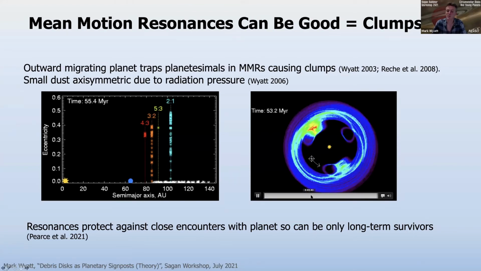So this means if we observe clumps in disks, then we can use those clumps to tell us something about the existence of the planet, but also its mass and its migration history.